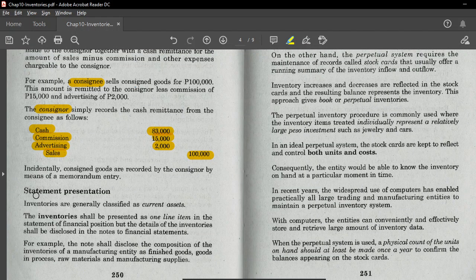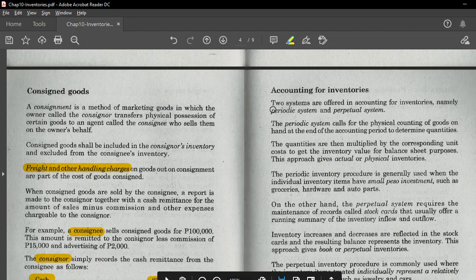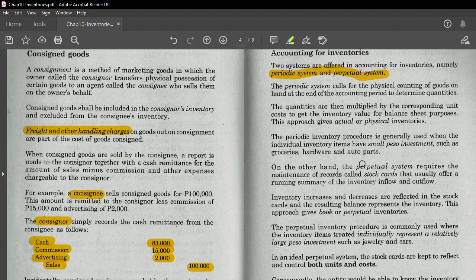So, let's proceed. Statement presentation. Inventories are generally classified as current asset. One line item as inventory. So, na-discuss na po na to, kabalo na tayo. And then, in the notes, dito na nato ibutang ang breakdown sa total inventory. Now, accounting for inventories, we have two, the periodic and perpetual system. So, just a review of what are these inventory systems.